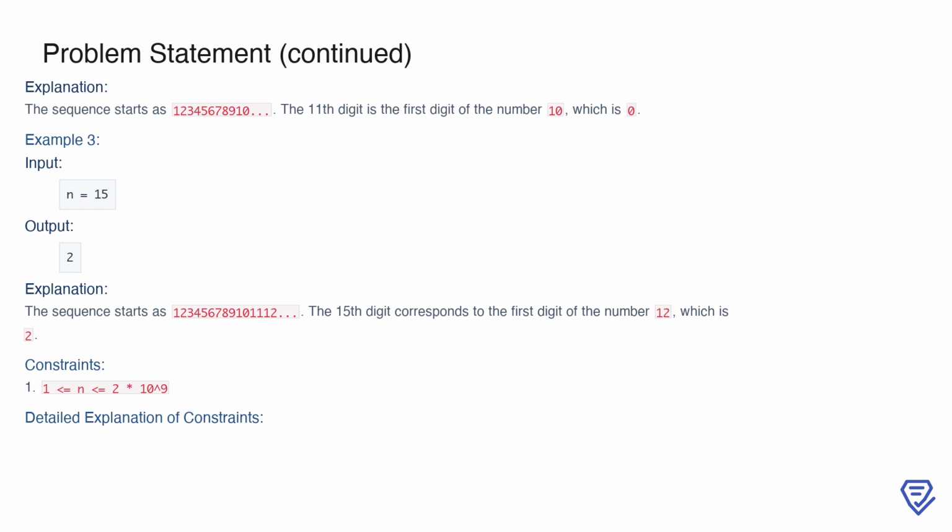These examples highlight a few key scenarios. N could correspond to a digit within a single-digit number, such as in the first example, or within a multi-digit number, such as in the second and third examples. Additionally, the constraints of the problem specify that n can be as large as 2 billion, meaning our solution must handle both small and large values of n efficiently.